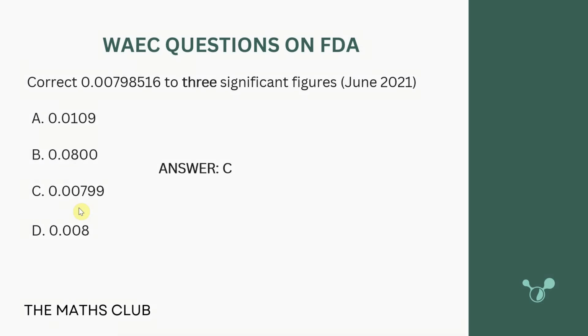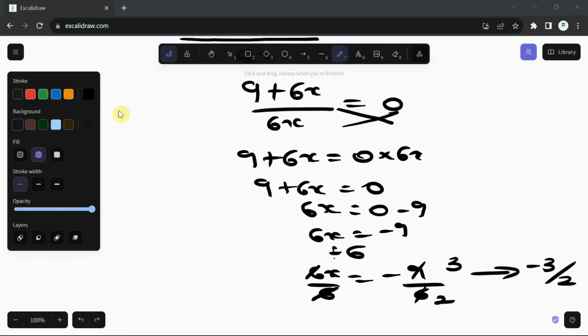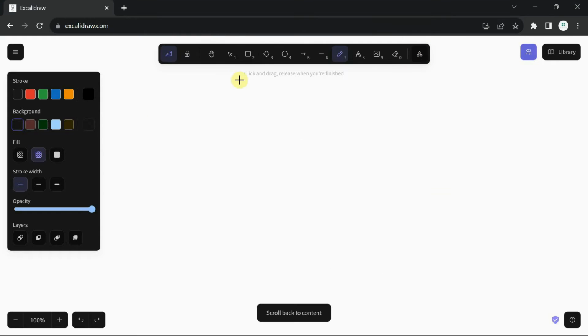Option C. Great. So this question says, what number should be subtracted from the sum of 2 1 over 6 and 2 7 over 12 to give 3 1 over 4? So I'm going to add these two together because it says from the sum of this guy, right? Subtract the number from that sum and make it equal to 3 1 over 4. Then find that number. That is what the question is actually saying. So let's break down what we have said. So we want to find the sum first.